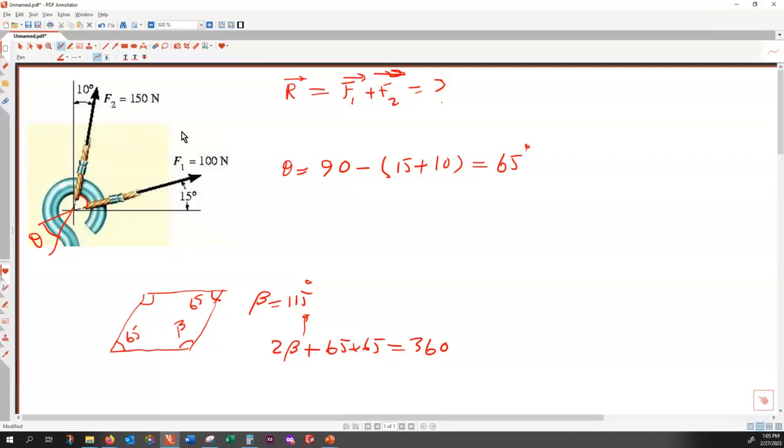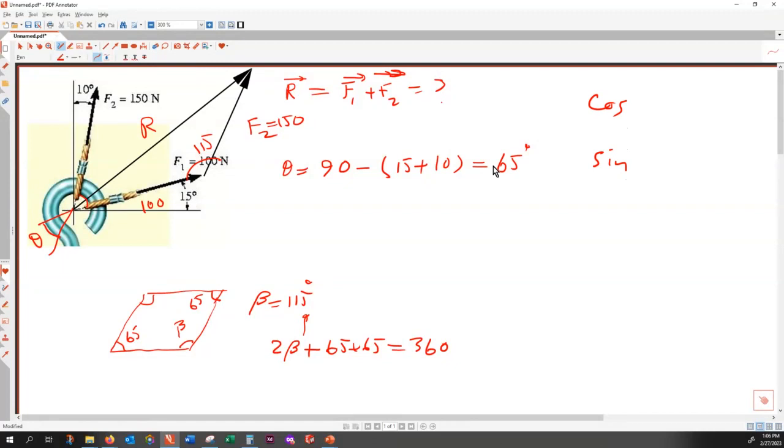So therefore, if I bring that vector here, right? So this is F2. All I have to do is connect from here to here, and that's going to be my R. But according to Ahmad, this angle is 115. So F2 is 150, F1 is 100.